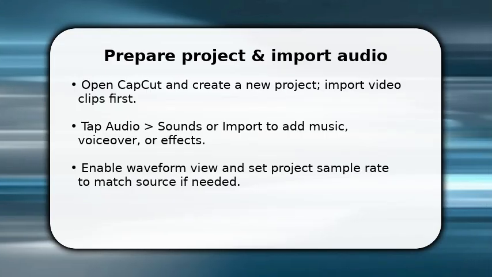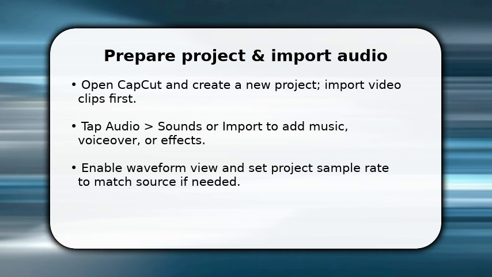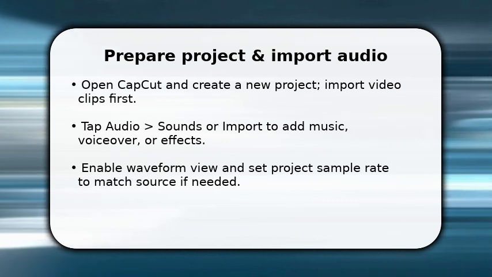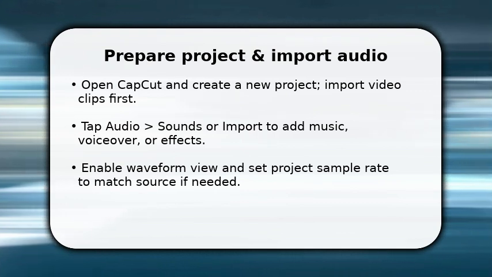You start with the essentials. Open CapCut and load your video so audio syncs correctly. Import your audio file now, music, recorded voice, or an effect, because matching sources reduces drift later. Once imported, drop the clip onto the timeline beneath your video. Make sure to switch on waveform display for visual alignment and confirm the sample rate matches your source. This avoids timing shifts and keeps edits precise.